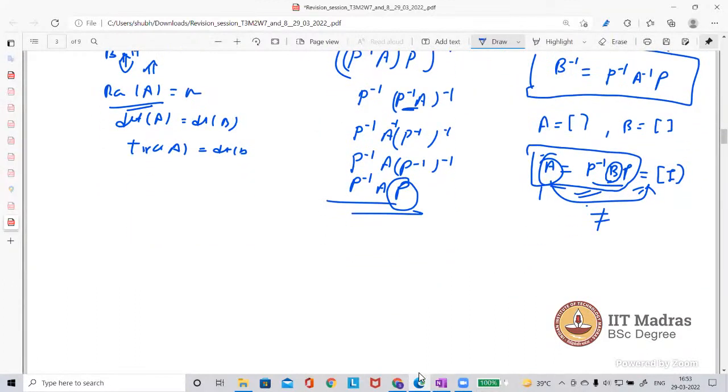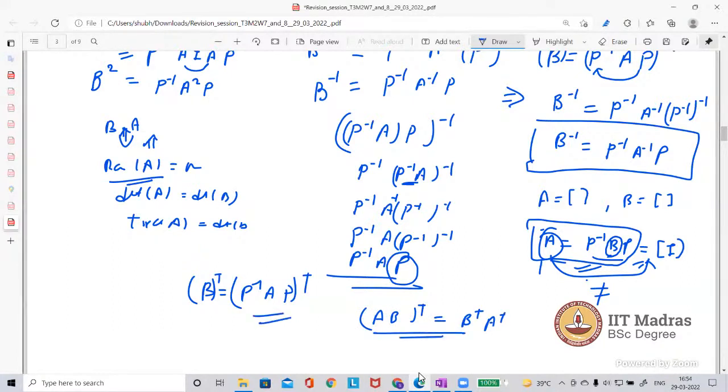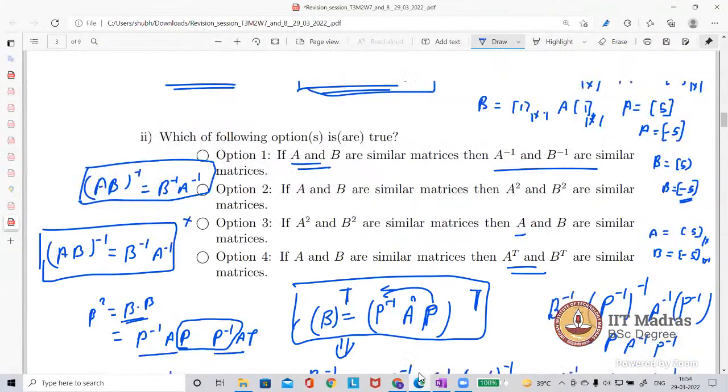Sir, for the transpose, what did you do? Transpose, yes, the same: you have B equal to P inverse AP. Take the transpose of this, and both sides will be equal. And again, the transpose of a product is reversed, so B transpose is P transpose A transpose, and the same for identity. Okay. So that's it for deciding.